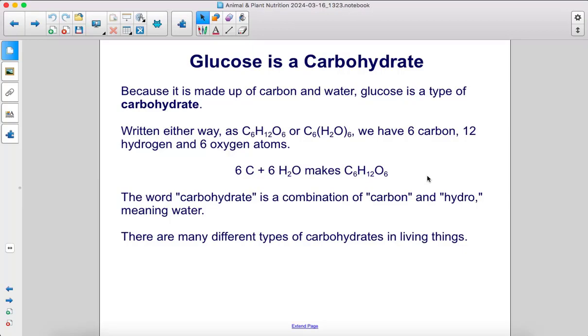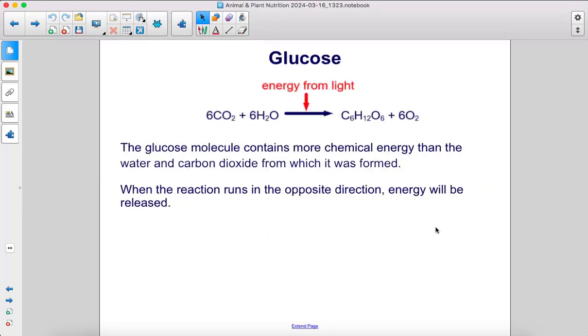There are many different types of carbohydrates in living things. The glucose molecule contains more chemical energy than the water and carbon dioxide from which it was formed. When the reaction runs in the opposite direction, energy will be released.